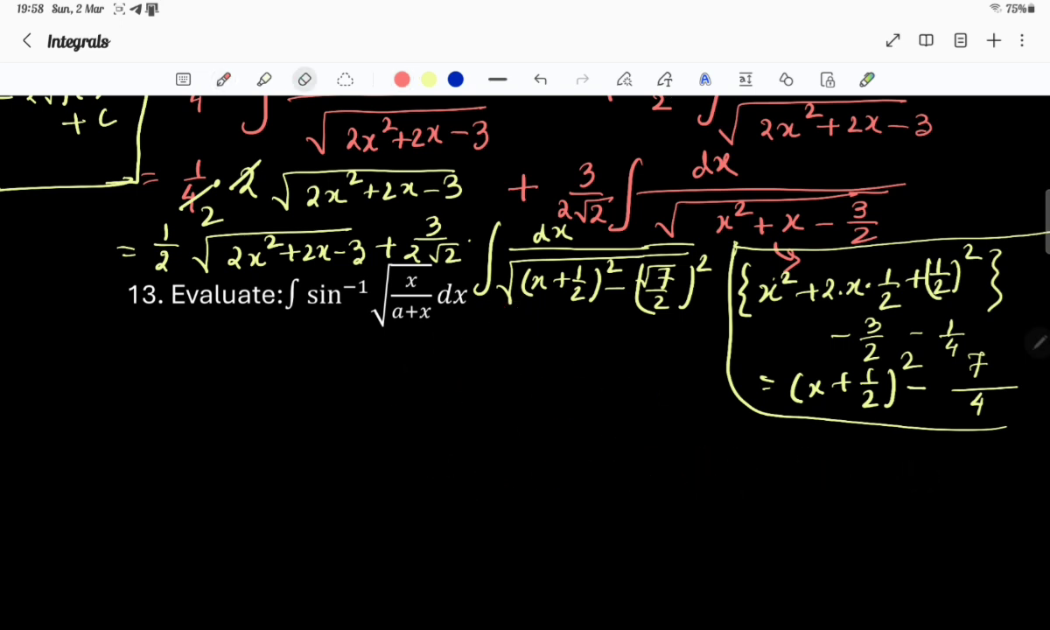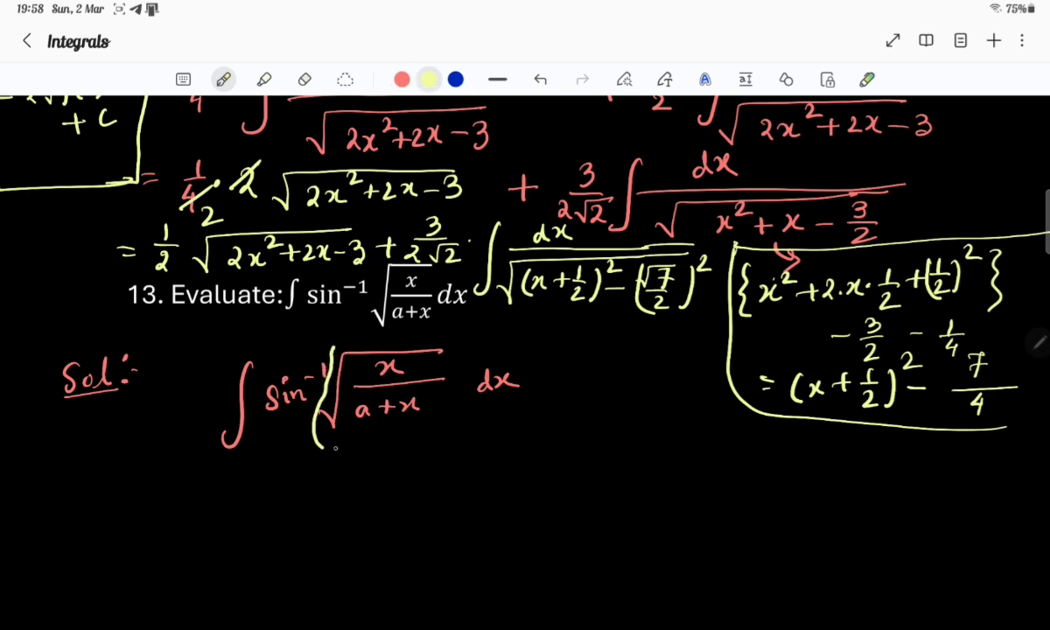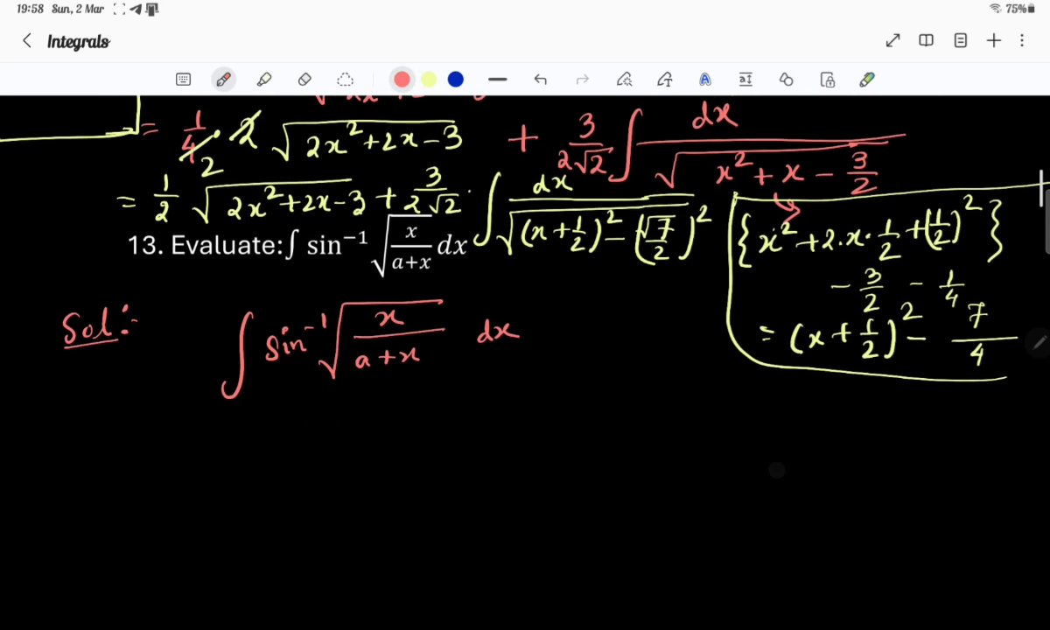is evaluate integration of sin inverse root over x by a plus x. Okay, in that solution, see, integration sin inverse square root of x by a plus x. What is my target? My target is to eliminate this square root. Understood? How to eliminate this square root now? Since it is inside the sin inverse, my target is to make this into sin theta type. If sin inverse sin theta, it will be theta only. So now my target is to make it sin theta.